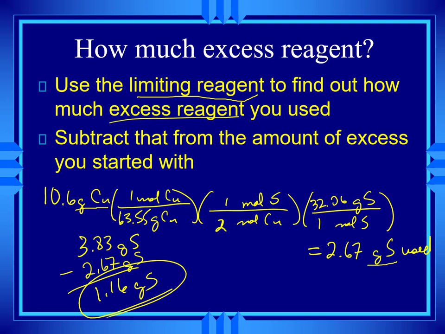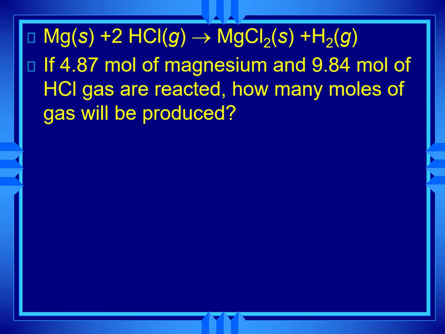Now, they don't always take 3-step stoichiometry problems. You can do it just in moles. Here's an example where it's in moles. So magnesium reacts with HCl to make magnesium chloride and hydrogen. They told me about moles of magnesium, and they told me about moles of HCl. So they told me about both reactants. Okay? And they want to know what is the limiting reagent.